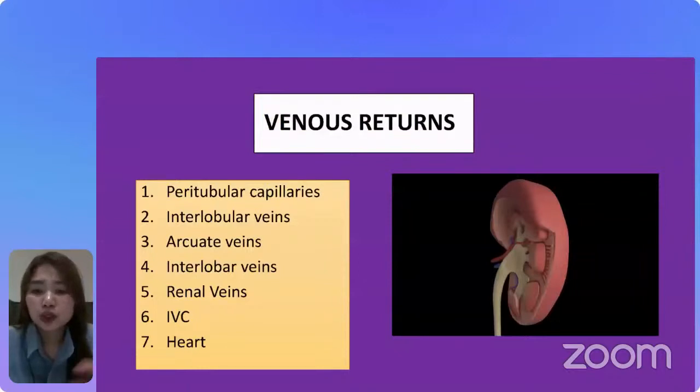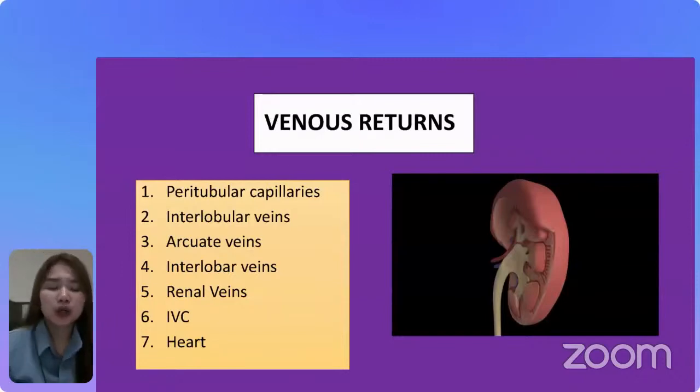The venous return. Analogously to the arteries that bring blood to the kidneys, the veins have been given similar names. So from the peritubular capillaries, blood goes down to the interlobular veins, then to the arcuate veins, then the interlobar veins, through the renal veins, back to the inferior vena cava, and back to our heart.